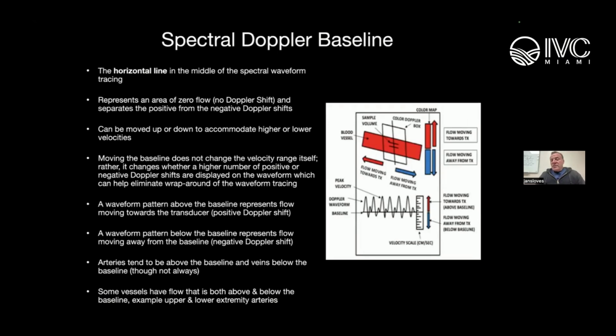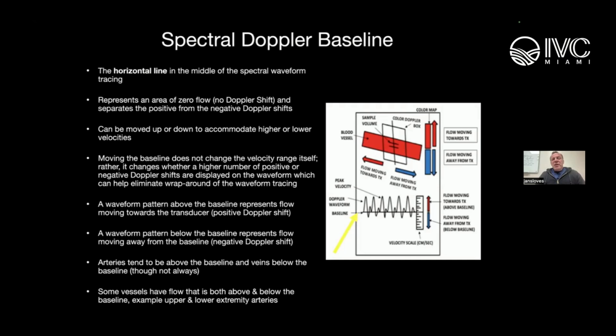So what I want to talk about first is this horizontal line here, which basically is the middle of the spectrum of our waveform tracing. Basically, what this represents is an area of zero flow, right? No Doppler shift, and it separates the positive and the negative Doppler shifts that we encounter when we do these exams, right?